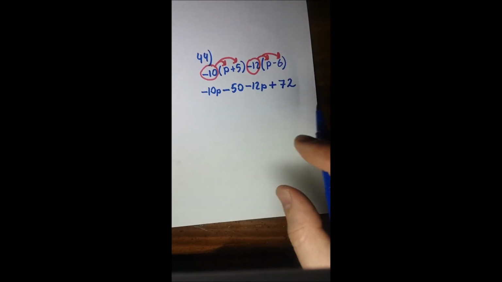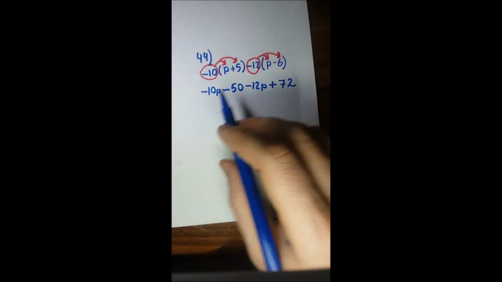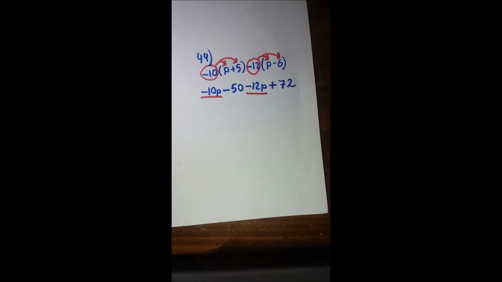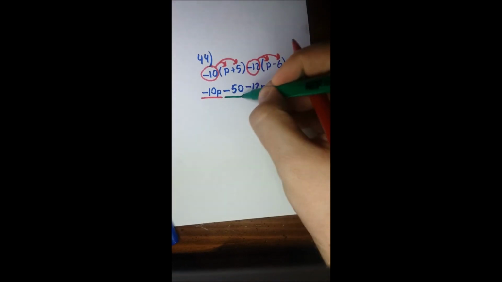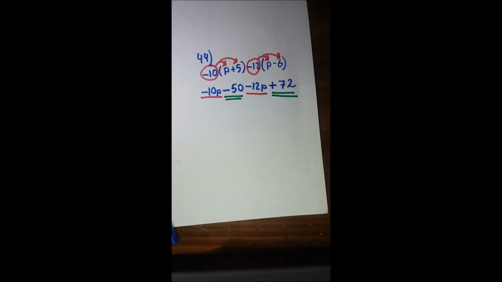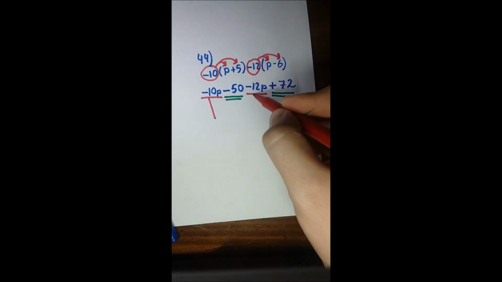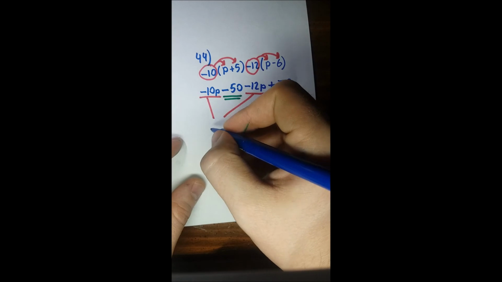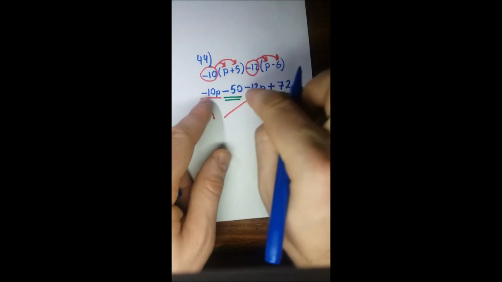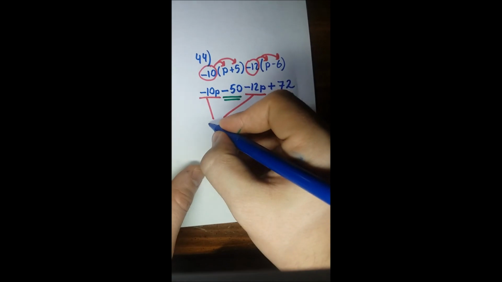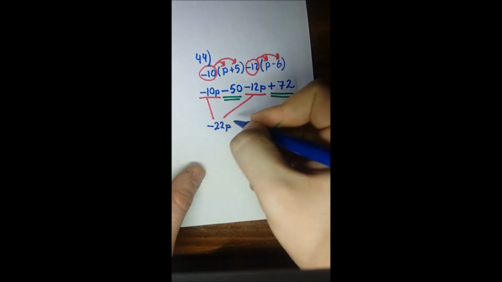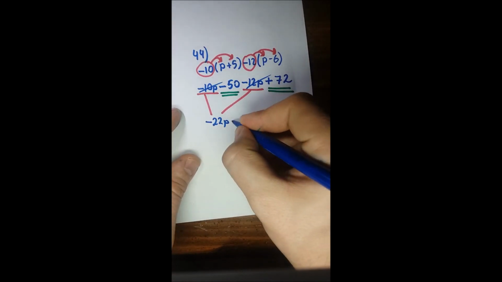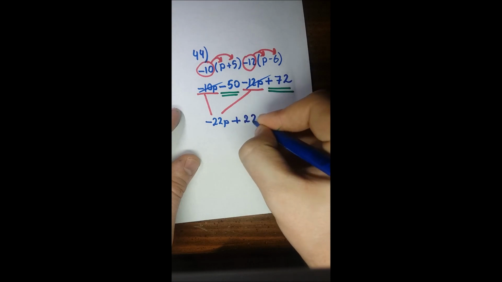Okay, and now, guess what we do? We are combining like terms again. So here we're looking at -10p and -12p. Very nice. And with green, I'm going to underline -50 and +72. I'm going to combine these two. So combining -10p and -12p, same sign, add and keep. Different sign, subtract, and keep the sign of the greater number. Both are negative, so it's going to be an even deeper negative. So it's going to be negative 22p. Okay, we're done with those. Combine them. Minus 50 plus 72 is going to be a positive 22. Done.